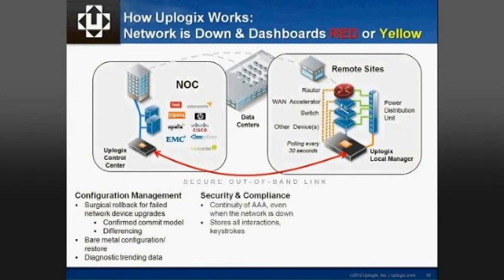Now, you'll see in this situation, we've drawn an extra line here, and we've called it the secure out-of-band link. What happens when your primary network goes down is the Uplogix will automatically spin up an out-of-band connection. And that out-of-band connection can be anything from a POTS line, if you happen to have one available, say if you're in a data center setting, to a cellular modem if you've got good cell coverage, or even something as extreme as an Iridium connection or some other satellite link connection back to your NOC.